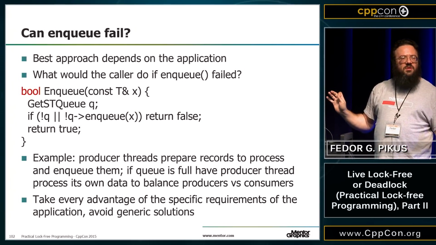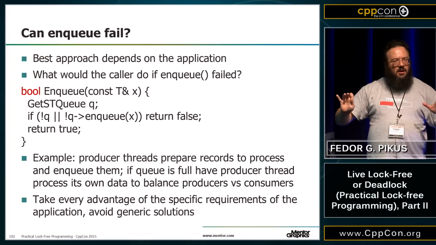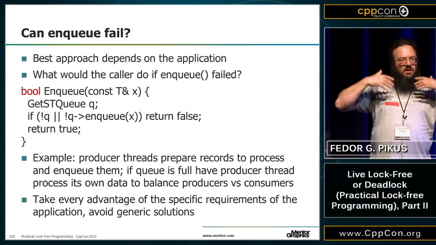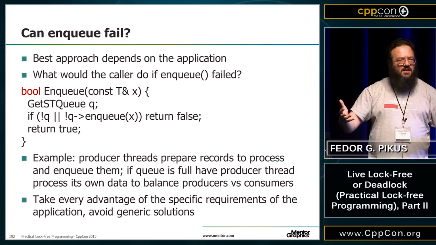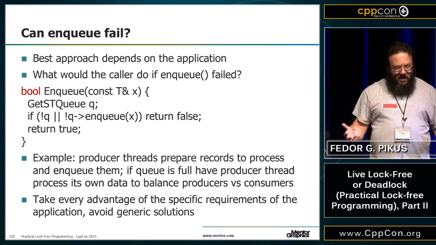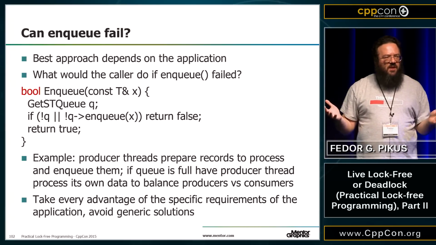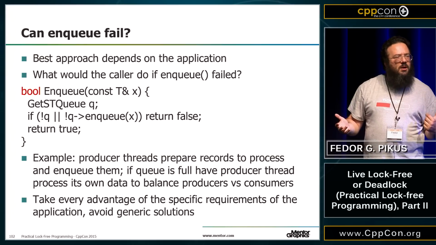Okay, when would this be valid? Well, let's say back to our producer-consumer models. We have producers that enqueue, we have consumers that dequeue. What does it mean if enqueues are starting to fail a lot? It means that I'm producing so fast that consumers cannot keep up. What would be a corrective action? Well, one valid corrective action would be for the producer thread to temporarily become a consumer.